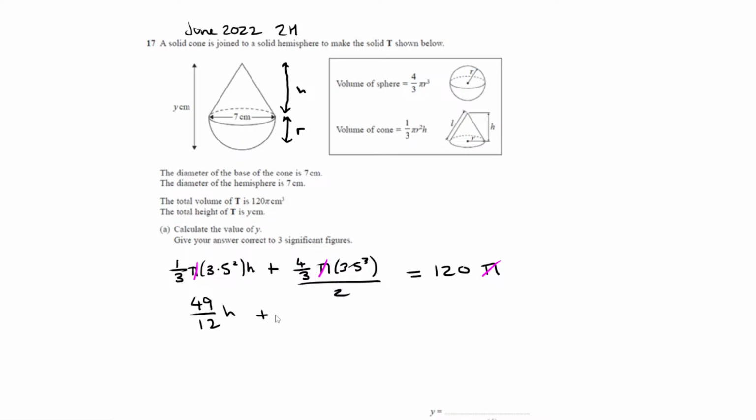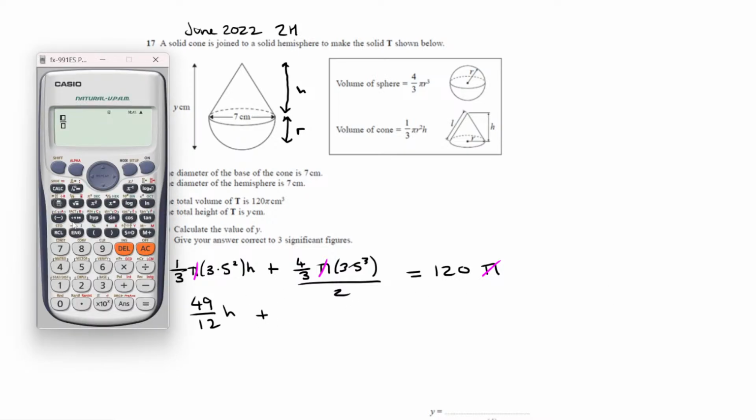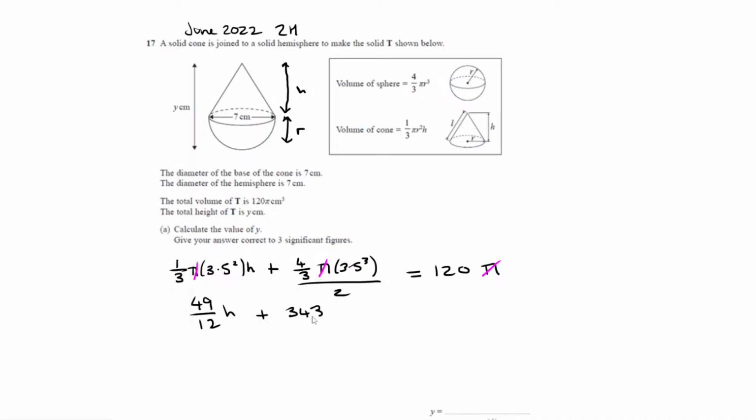And then over here, let's do the same for that one. So we've got 4/3 multiplied by 3.5, but that one's cubed, isn't it? Cubed. And then I want to divide that by 2. So 343, again, not a nice number, but you see how the other one, the decimal's worse. So I'm going to keep it as a fraction. 343 over 12. No, actually, that's just a number, isn't it? So that's fine. Equals 120.